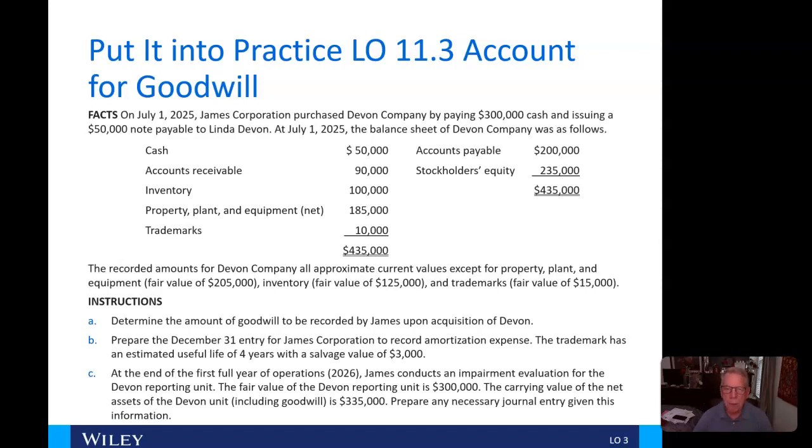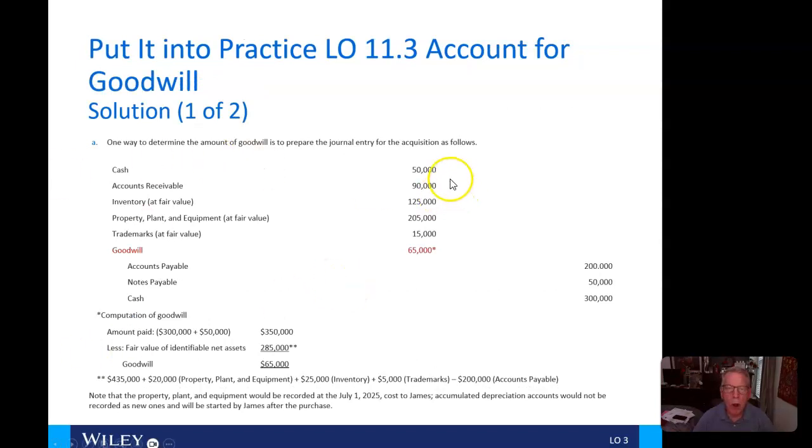Okay, let's look at Alpha. First of all, we're going to update all the assets and liabilities to their fair values. And if I do that, I find that we're short $65,000. So we're going to record that as our overpayment here of $65,000. And how we get that is we take the $300,000 of asset plus the $50,000 to get $350,000 here, right?